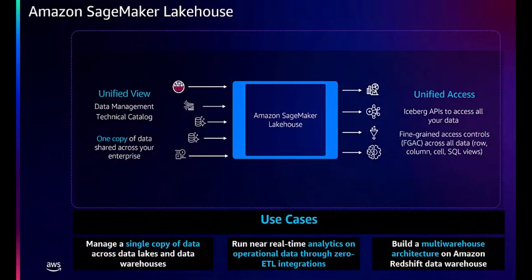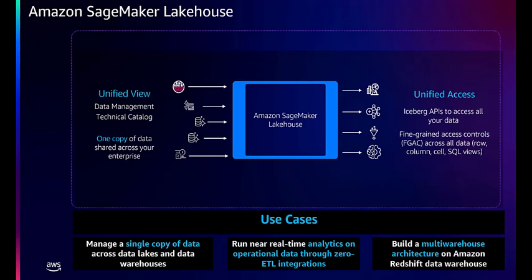So with Lakehouse, you get that, right? With a unified view, you have this data management and technical catalog, and one copy of data sits across your enterprise, and Lakehouse integrates all of it. And now you're getting unified access. From a unified access standpoint, again, we talked about Iceberg, and you are using Iceberg APIs to access all your data. And there is FGAC, fine-grained access control, across all the data, down to the column and cell level.